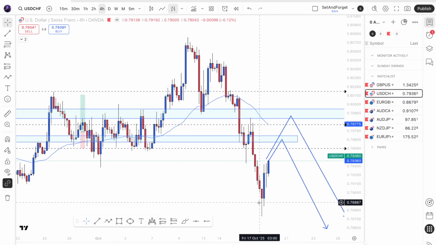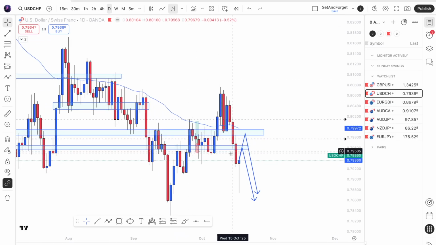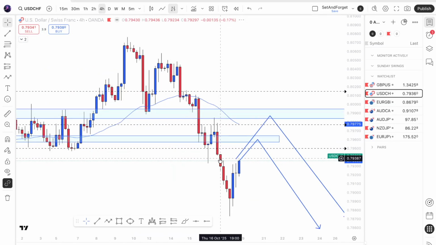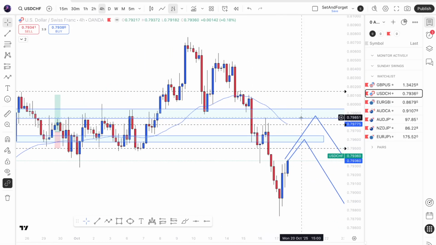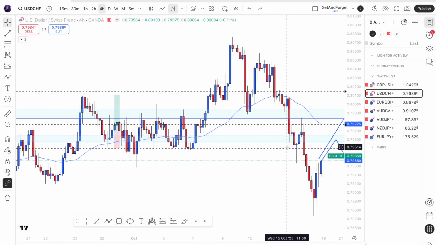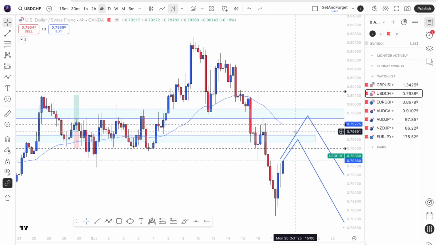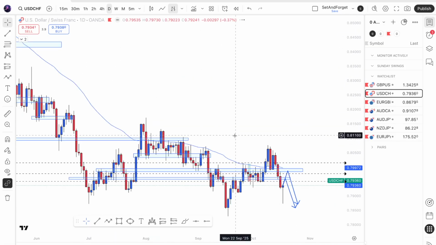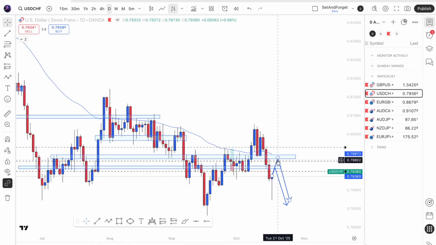USD/CHF, I'm waiting for a retest of one of those areas of interest, either the first one right here or the second one right here. If we bounce off of this, we are going to have the 4-hour EMA, and if we are going to bounce off of this area of interest, we are going to have the daily EMA.